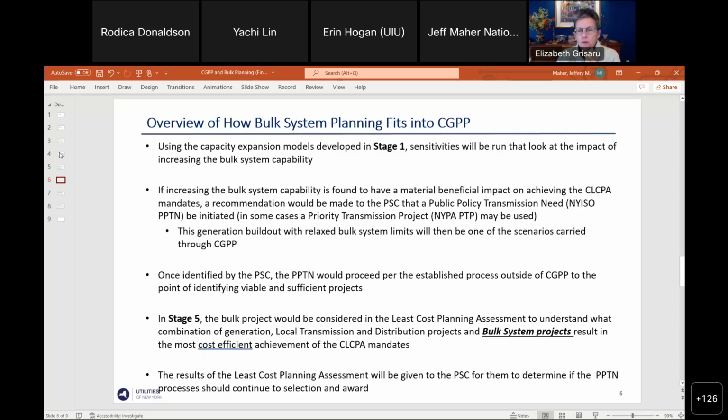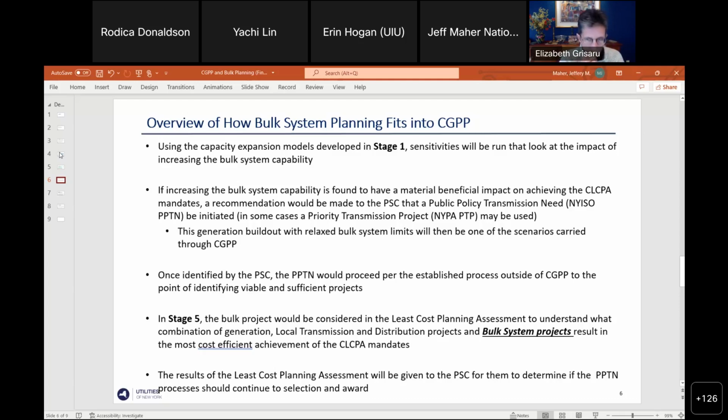Any other questions? Wait, I have something in the chat, it looks like. Question about solutions. Again, Jeff, it's a tiny bit off topic and something I think we did talk about in the tech conference on solutions, but the question is, will reliability analysis be performed prior to production cost simulation for identification of the least cost solution?